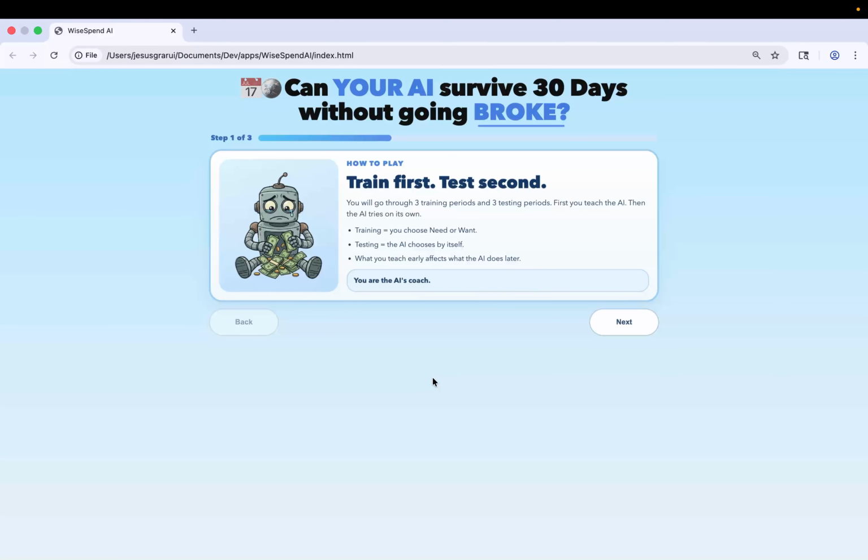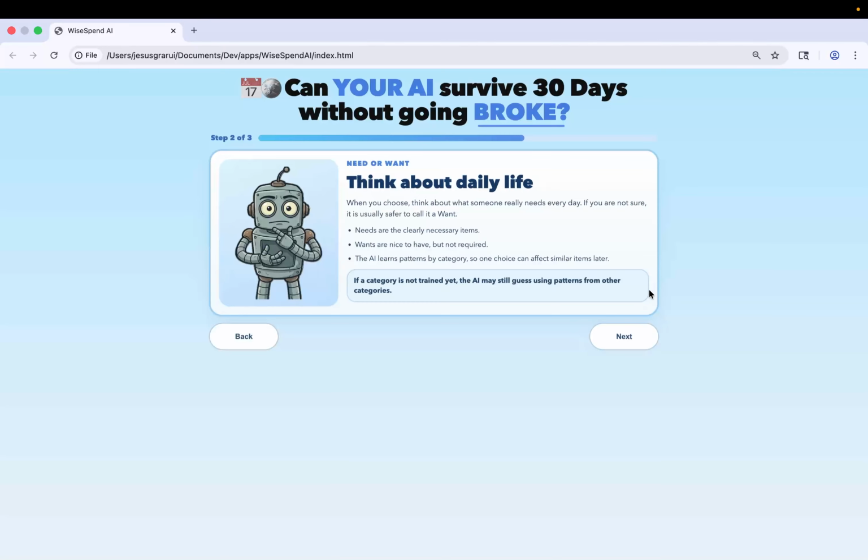So it's going to be in groups of 5 days. So 5 days of training and then 5 days of testing. And it's going to be 3 each. And we had the students or the users think about their daily lives. So whether they think some items are needs or wants, they're going to teach that to the AI.